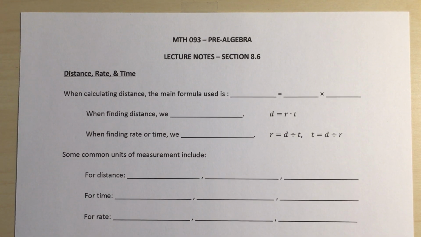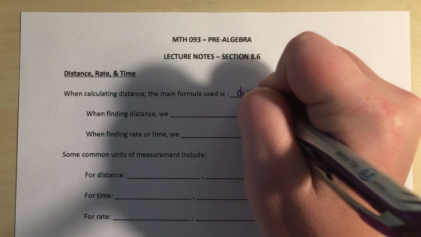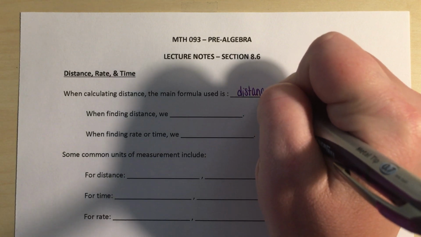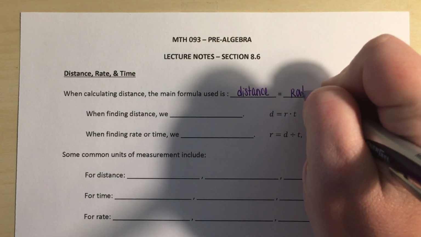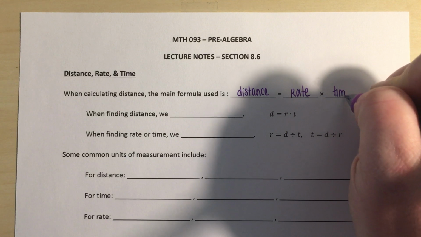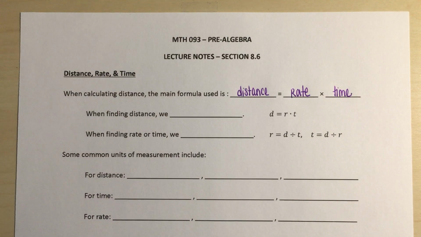We are going to finish off our discussion of formulas in section 8.6 by talking about our distance, rate, and time formula. When we're calculating distance, our basic distance formula is distance equals rate times time. I mentioned in the previous example we don't need to worry about memorizing our temperature conversion formulas, which is true. We do want to make sure that we take note and remember our distance formula. Distance equals rate times time.